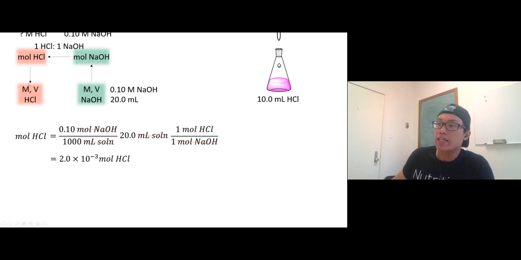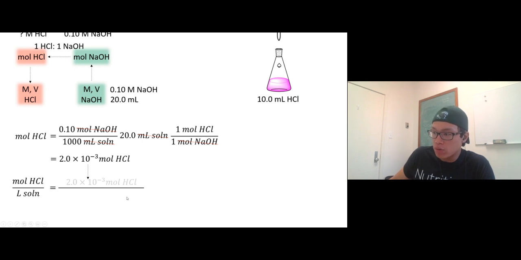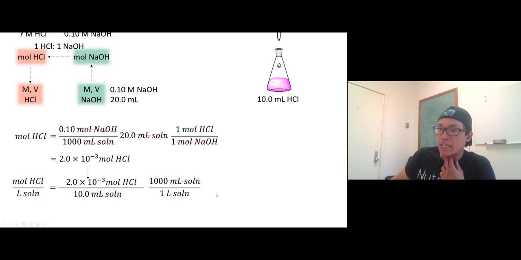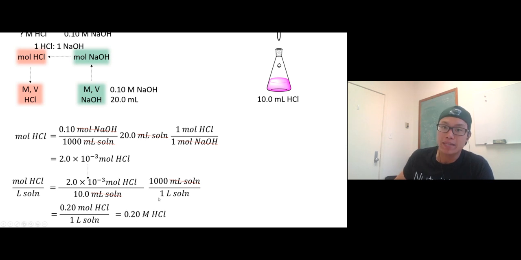This tells you that this sample of hydrochloric acid solution contains that many moles of hydrochloric acid. Now the next step is to find the molarity of hydrochloric acid. Molarity is moles per liter of solution. So we have that many moles of hydrochloric acid per 10 milliliters of solution, which is the amount of sample that we have, and we convert milliliters to liters. At the top, mole is mole, we're good. At the bottom, convert milliliters to liters, so 1,000 milliliters is 1 liter. Milliliters cancel with milliliters, and you get 0.20 mole hydrochloric acid per 1 liter of solution, which is 0.20 molar hydrochloric acid.